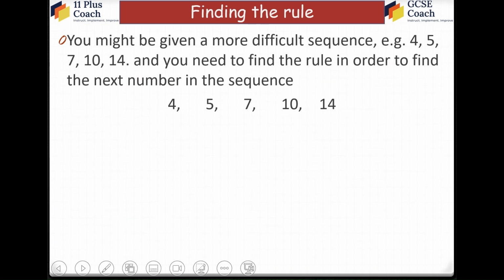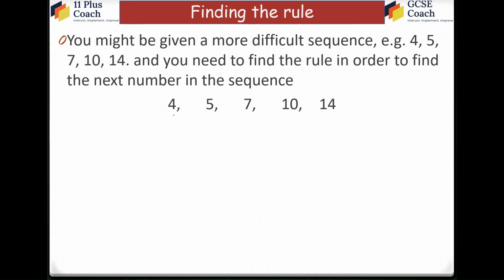Okay, finally, you might be given a sequence and you have to find the rule. So sometimes you have to find the rule and then you have to carry it on to find the missing terms in the sequence like before. So in this case, for example, I've got a sequence of 4, 5, 7, 10, and 14. If I need to find the 6th or the 7th term, I need to know what the rule is first. Sometimes the rule is very obvious, but sometimes you have to do some working out to work out what the rule is.